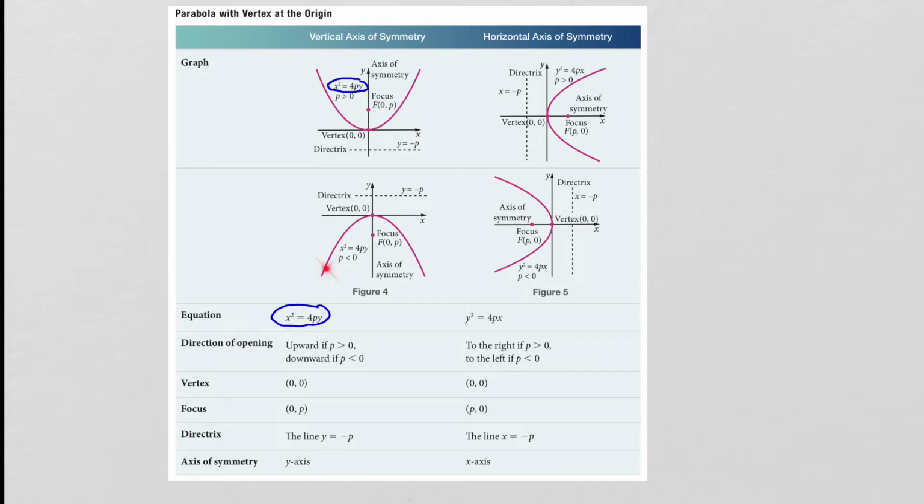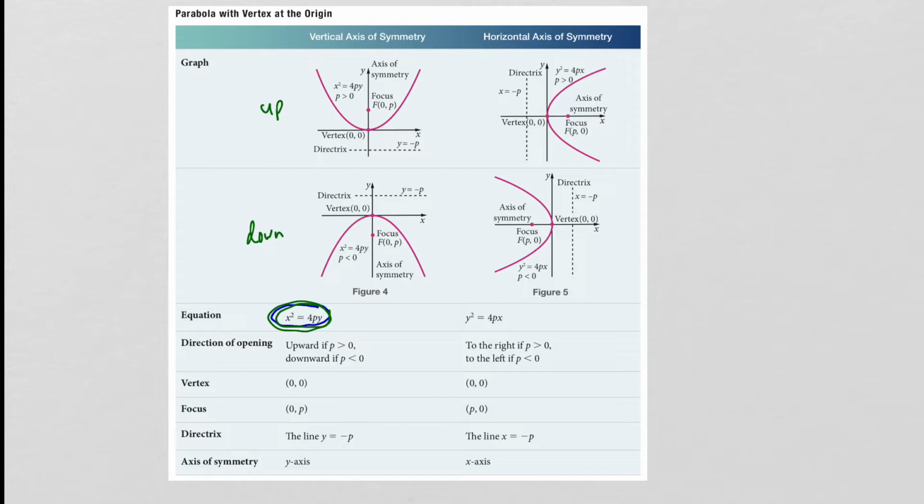Likewise, if the parabola is opening downward with a vertex at the origin, and if the focus is still (0, p), where now p is a negative number, the equation actually turns out to be exactly the same. x squared equals 4py. So if you have a vertical parabola, whether it opens up or down, the equation for that parabola is the same. It's x squared equals 4py. What determines whether it opens up or down is whether p is positive or negative, and we'll talk about that some more in examples.